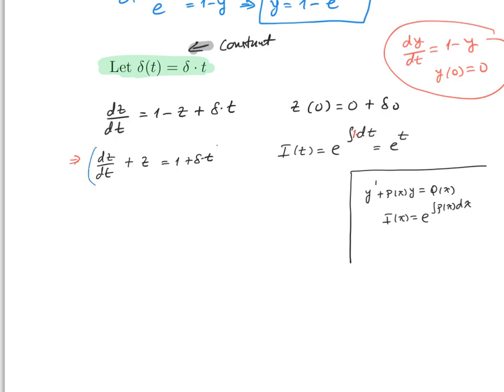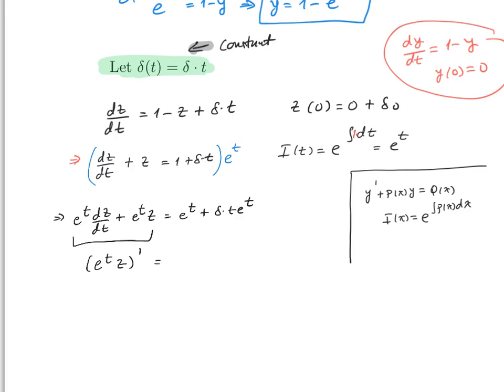Then, remember, once you find the integrating factor, you need to multiply both sides by e to the t, which will give you e to the t dz dt plus e to the t z equals e to the t plus delta t e to the t. Remember, the whole point of using the integrating factor is that you can rewrite this as just e to the t z prime, and the other side is just e to the t plus delta t e to the t.